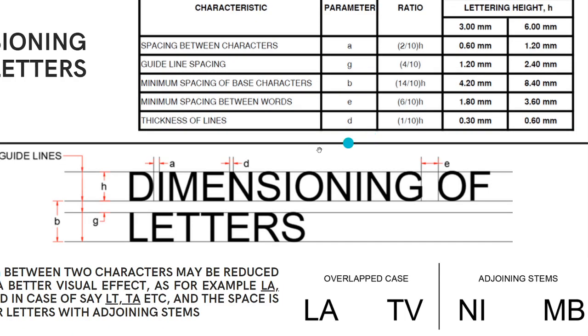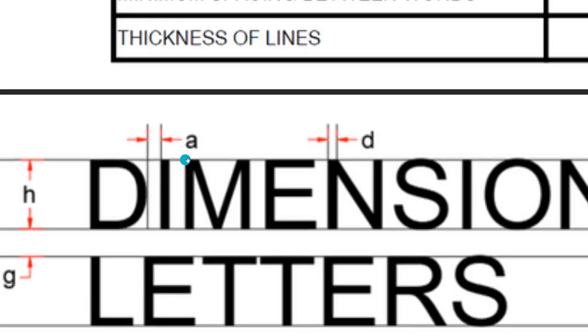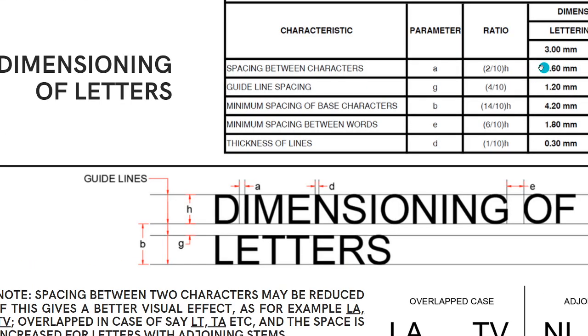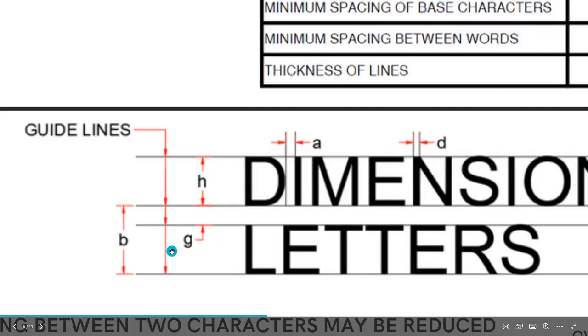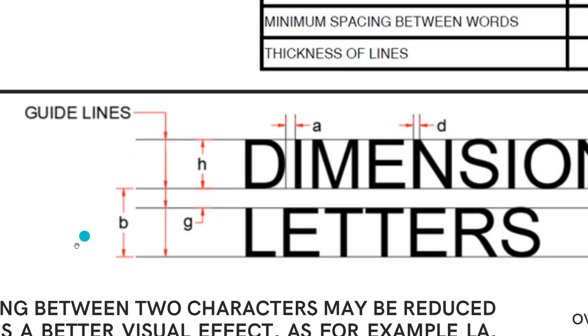Okay, 0.60. So the space for this is 0.60. The space between I and M is the clear spacing, not the spacing between characters. Their clear spacing is this ratio. Okay, 2/10 of the text height. Okay, next, the guideline spacing. Now, guidelines are horizontal lines on top and below the character height.